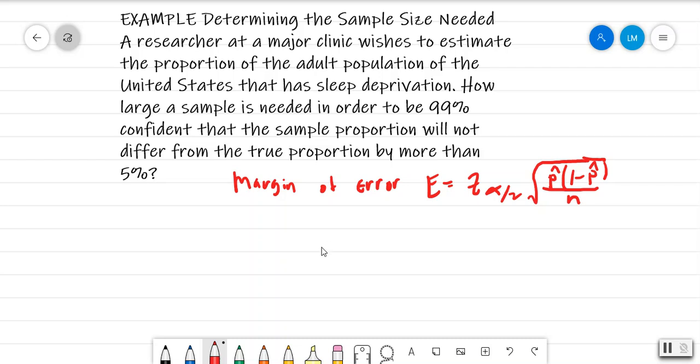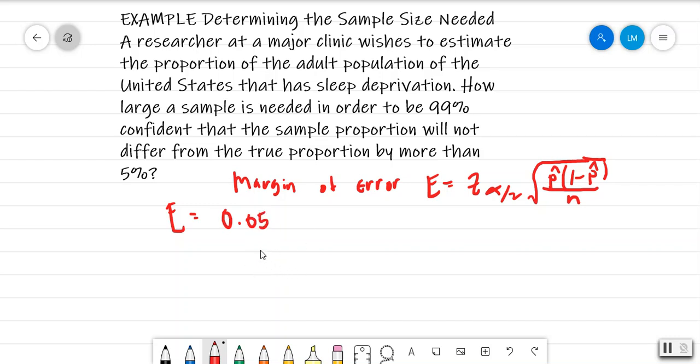So one way that we can find this, for example, is we just use the given information. A researcher at a major clinic wishes to estimate the proportion of the adult population of the United States that has sleep deprivation. How large a sample is needed in order to be 99% confident that the sample proportion will not differ from the true proportion by more than 5%? So what this means is that we know that the margin of error is 0.05.